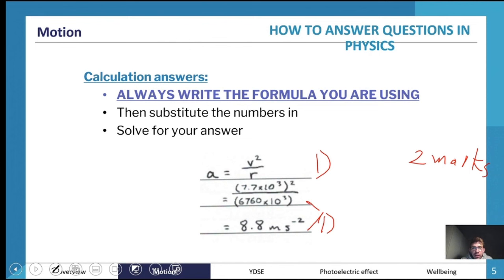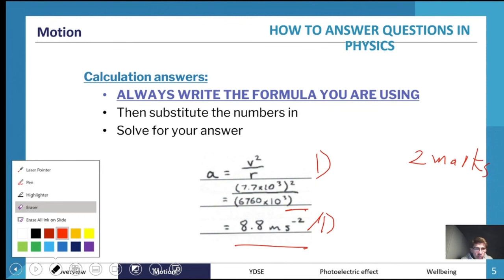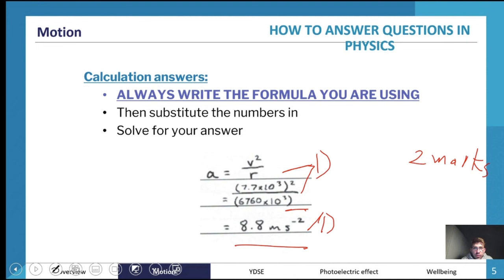Now, even if you don't get the correct answer, if you've done the correct substitution, you still get that mark. I should put it like this. You get 1 mark for using the correct formula and doing the correct substitution, and 1 mark for finding the correct answer. Now, if you stuff up with your calculator and you don't get the correct answer, you can still get 1 out of 2 marks instead of 0. So that's why we usually recommend our students to always use the formula from the formula sheet.